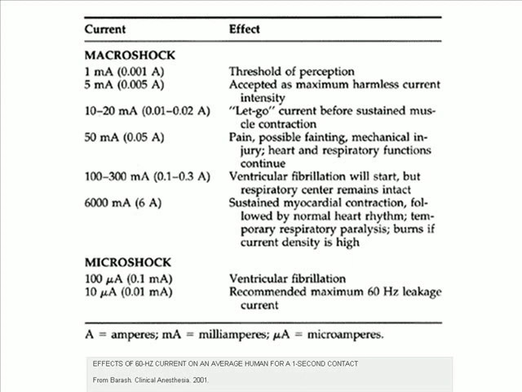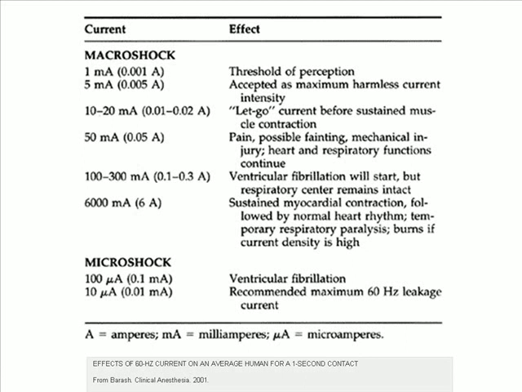At 5 milliamps, this is accepted as the maximum harmless current intensity that can occur. Between 10 and 20 milliamps, this is the let-go current before sustained muscle contraction occurs. That is, you get sustained muscle contraction, but it's not so strong that you can't let go of the wire if it induces muscular contraction. At 50 milliamps, you get pain, possible fainting, mechanical injury, and the heart and respiratory functions continue. So the heart can still tolerate this, and respiratory function still occurs.